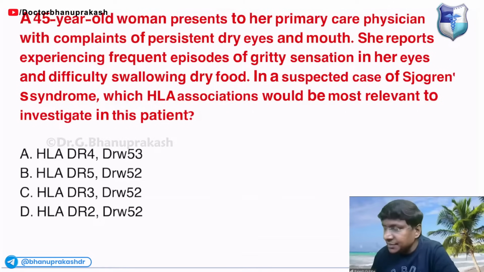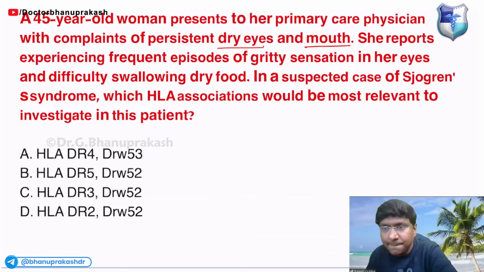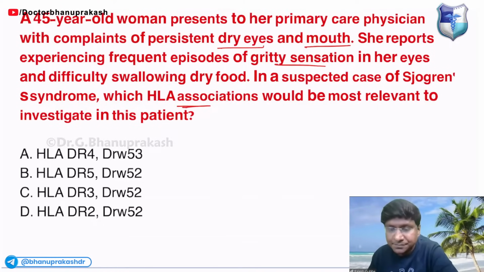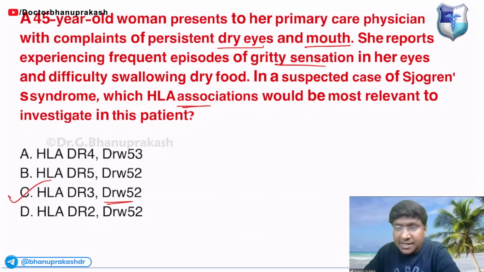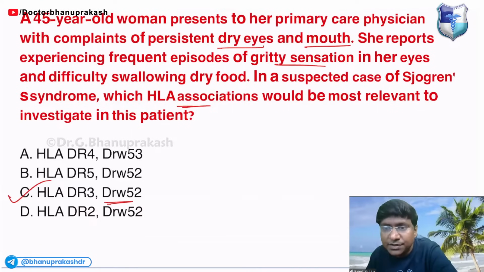Right. So basically the entire clinical scenario which is being given, where there is dry eyes and dry mouth, and there are episodes of gritty sensation in her eyes, difficulty in swallowing. So dry eyes and dry mouth, suggestive of Sjogren's. What is the HLA association? So the HLA association in case of the Sjogren's will be HLA DR3, DRW52. That is the HLA association in case of the Sjogren's.